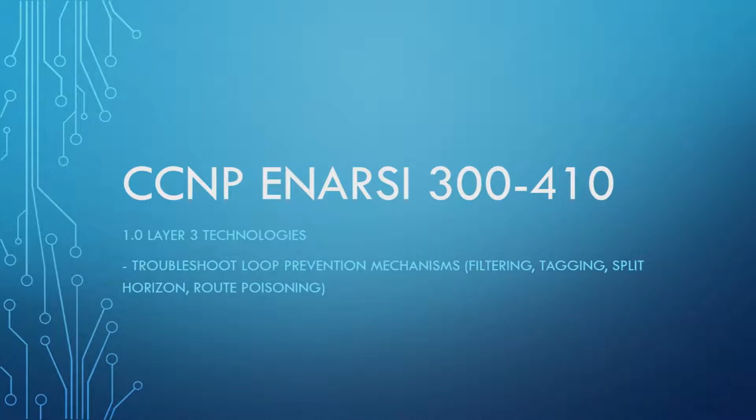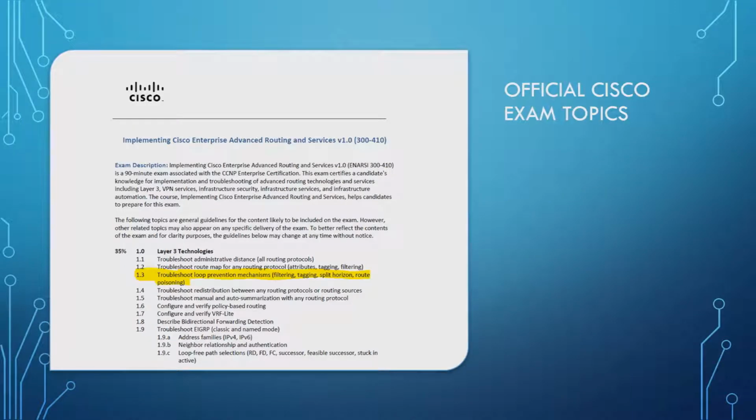This is your IT Explained, and in this video we're going to be delving into the troubleshoot loop prevention mechanisms. Specifically for this one, we're going to go into filtering and touch a little bit on tagging. So this comes out of the official Cisco examination topics 1.3, which is troubleshoot loop prevention mechanisms, filtering, tagging, split horizon, and route poisoning.